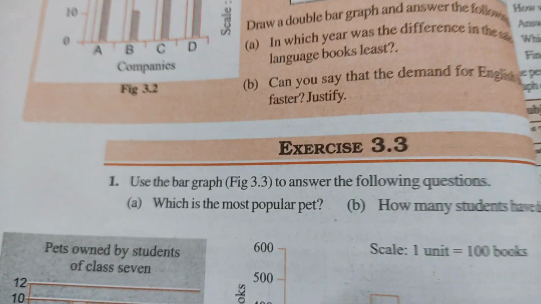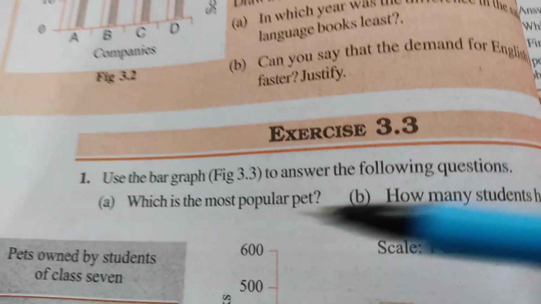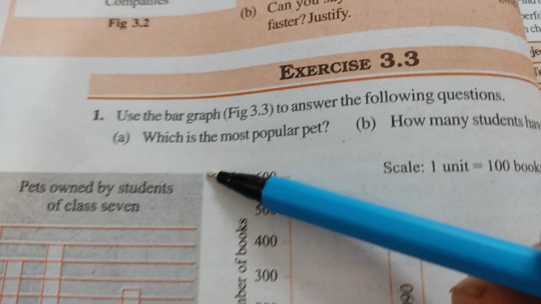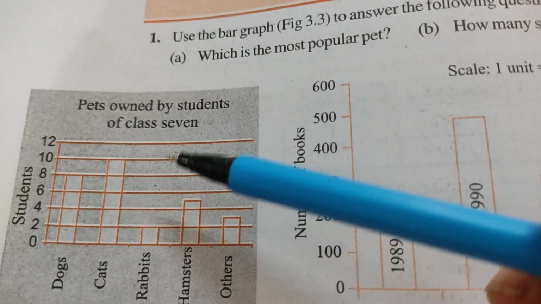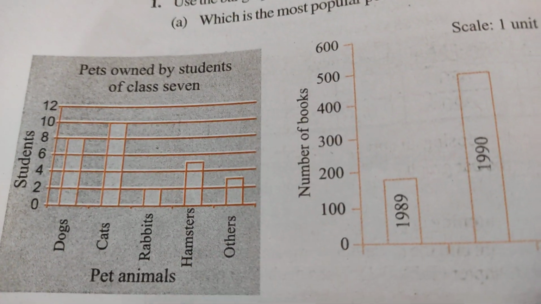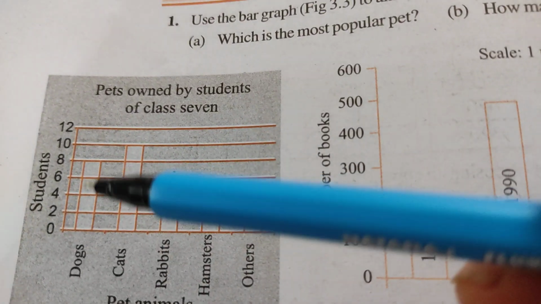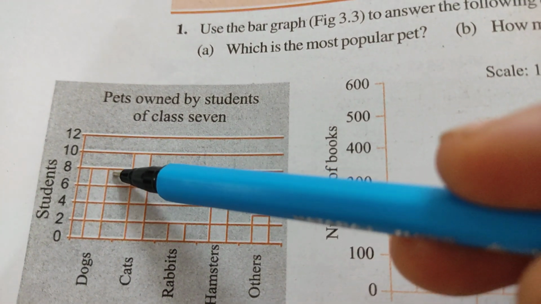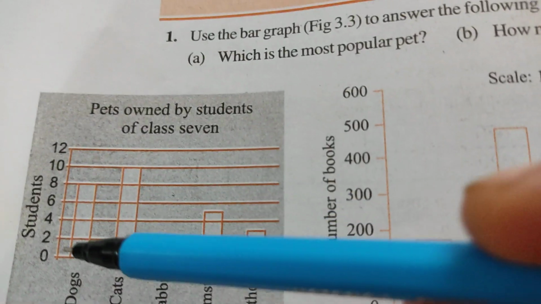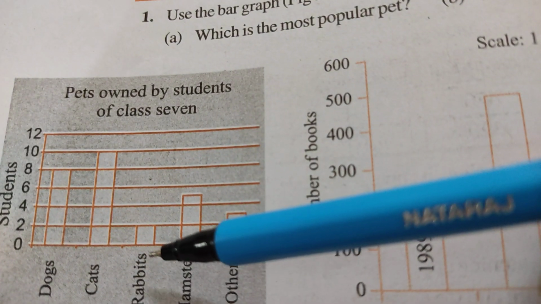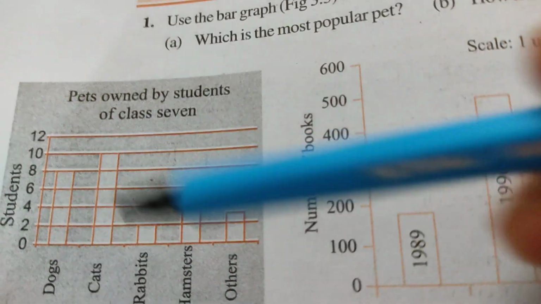Now students, we will start our exercise 3.3. In 3.3 exercise, first question is use the bar graph to answer the following questions. One graph is given about the favorite pets, pet animals and students. How many students have their pets? Dog is 8 students, 8 students are having dog. How many cats are there? 10 cats. How many rabbits? 2 students are having rabbits.